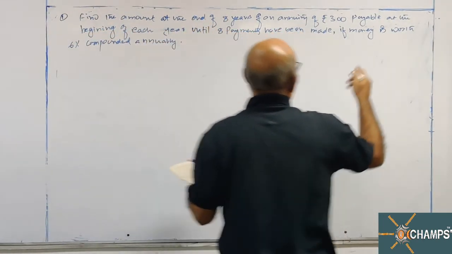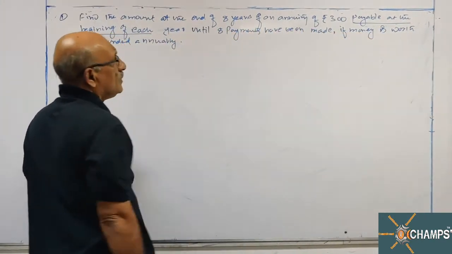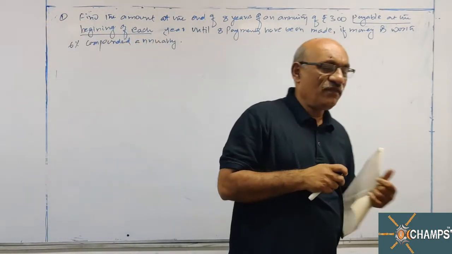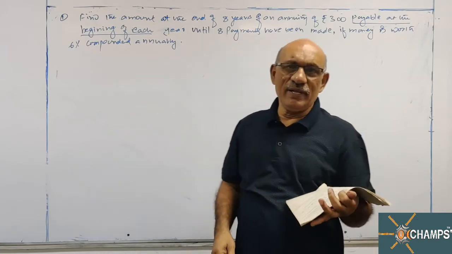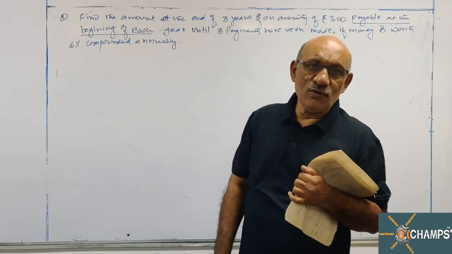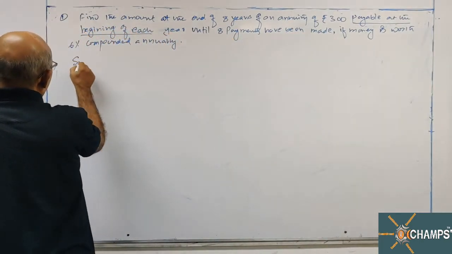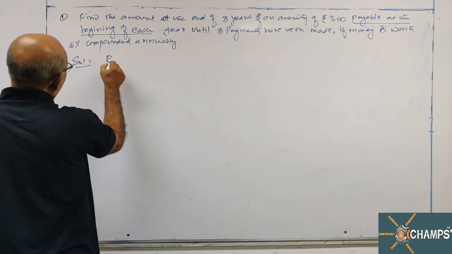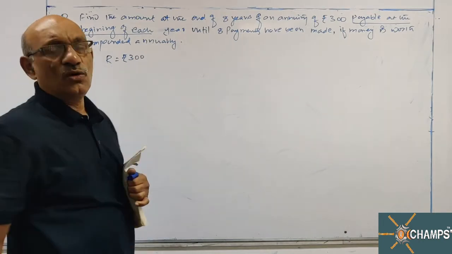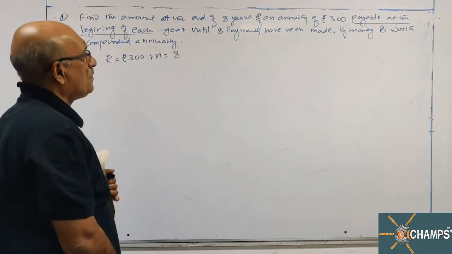Now I have to concentrate here. Payable at the beginning of each year. Whenever it is specified that the payments are at the beginning of period, then you have to use the annuity due concept. What is the size of each payment? Rupees 300. See the solution, sir. R is equal to rupees 300. How many payments are given? n payments are given.